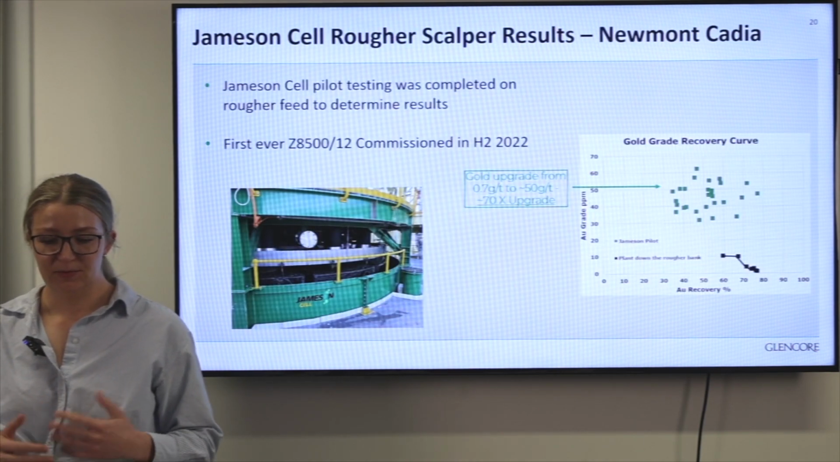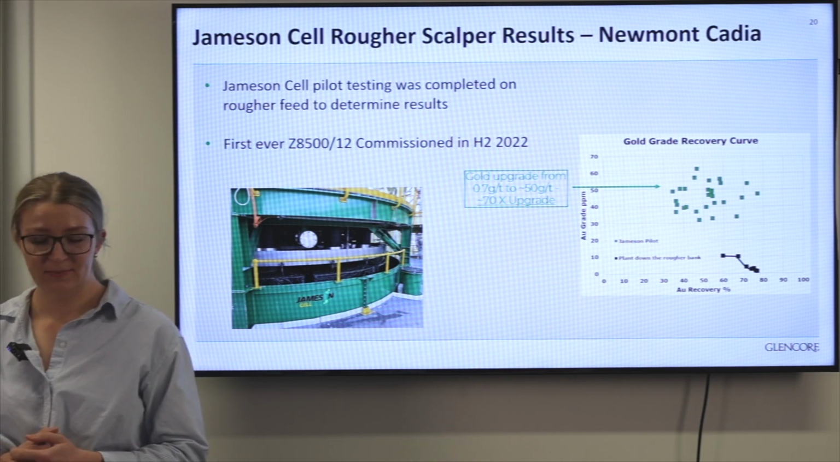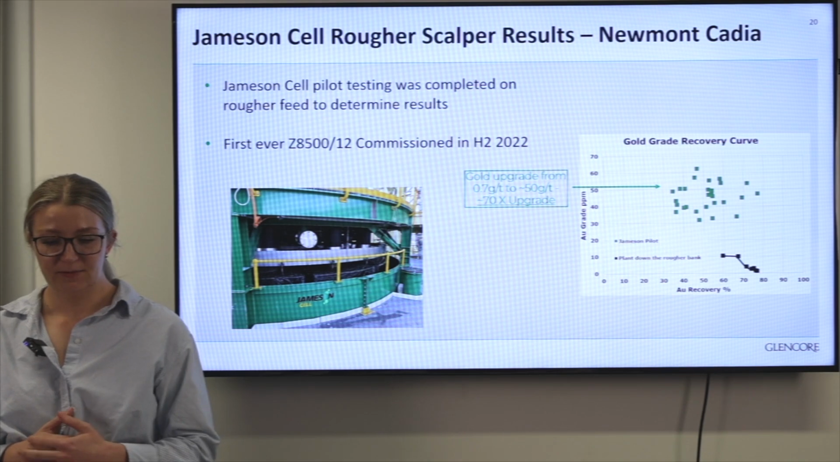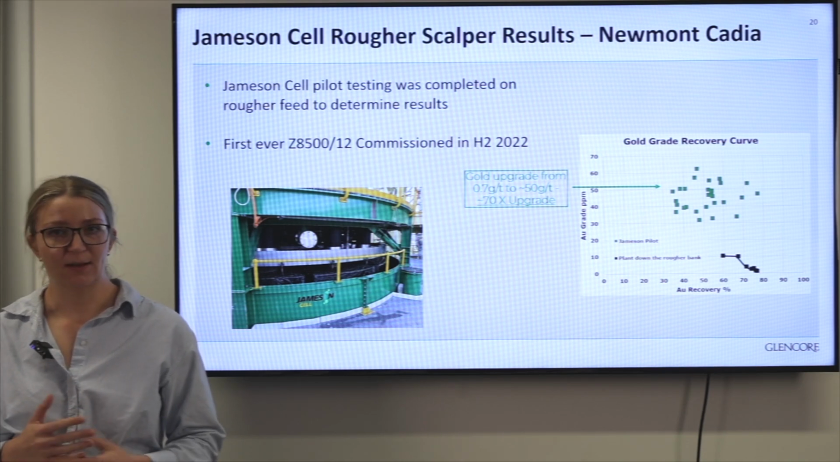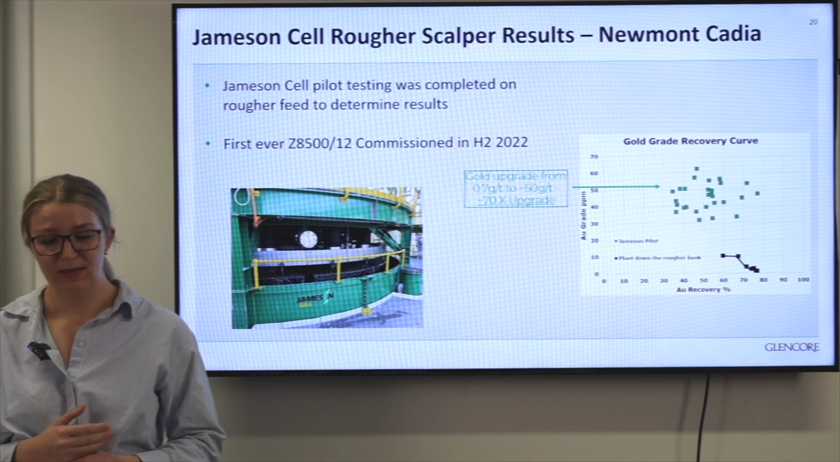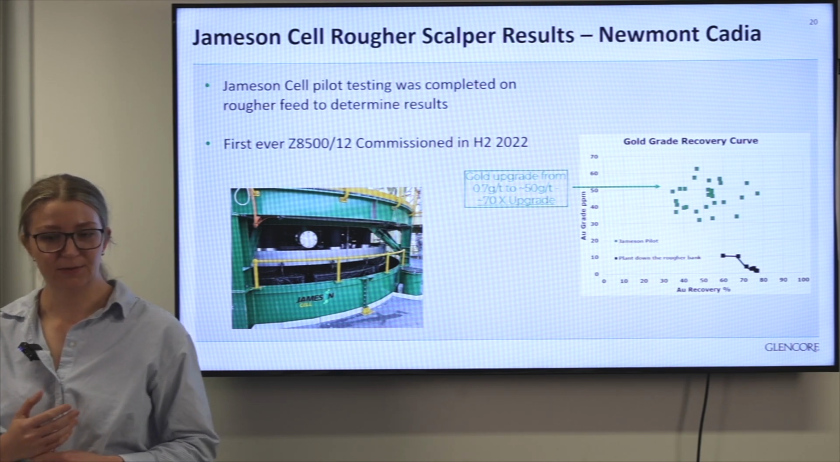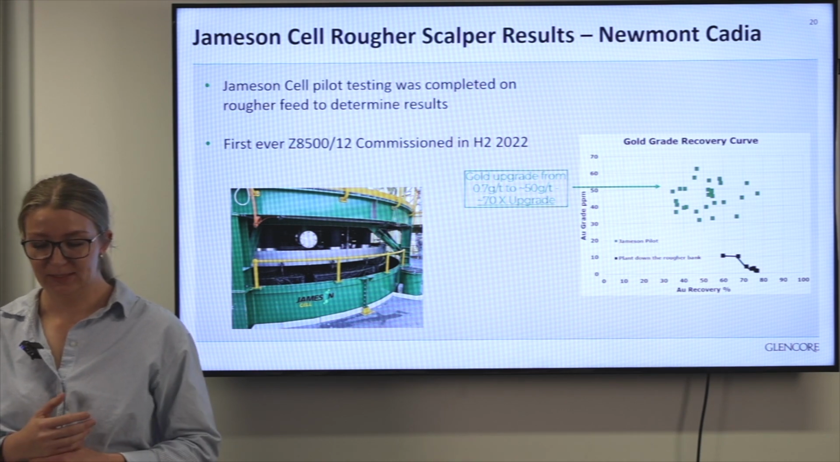So now that we've gone through some flow sheets, we'll now take a look at some Jameson cells operating in these duties. So the first one here is a rougher scalper at Newmont Cadia. And what you can see on the graph there is the Jameson cell pilot testing results that were completed on site on the rougher feed. And also in the graph is the mechanical cell bank performance.